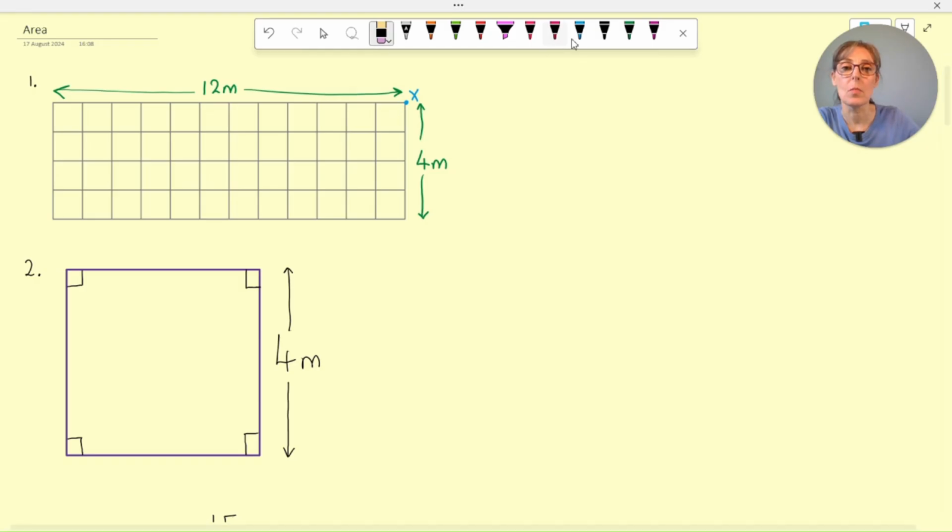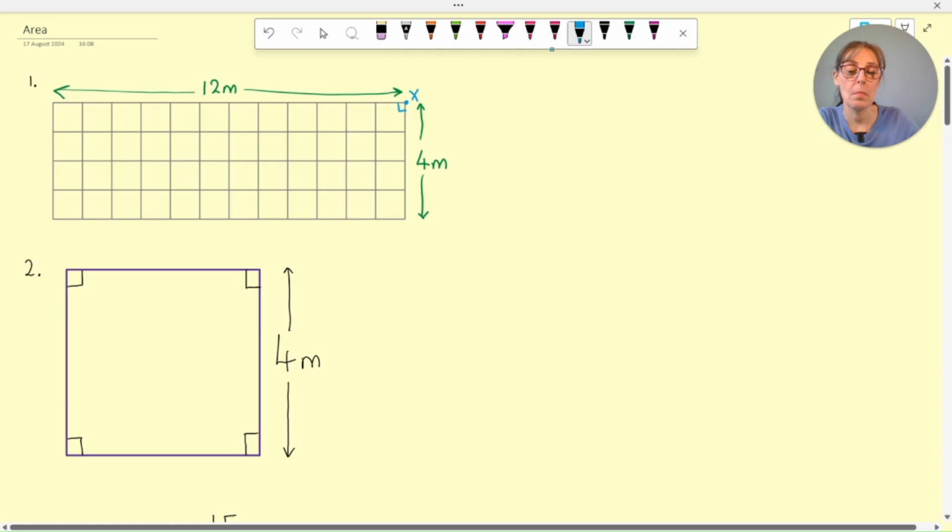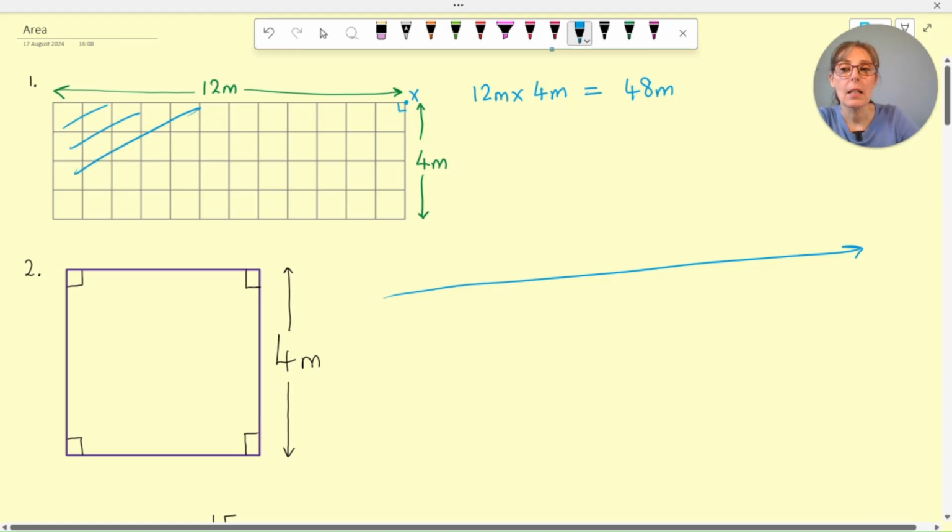As long as they meet at a right angle, you can multiply. Now, if we did 12 meters multiplied by 4 meters, we would get 48 meters. And meters is a length. But this space here is an area. What makes the difference between a length and an area?